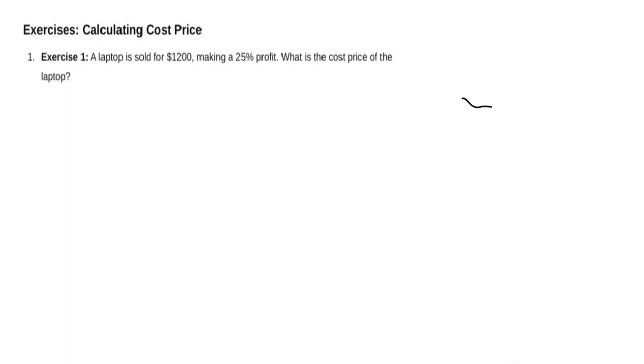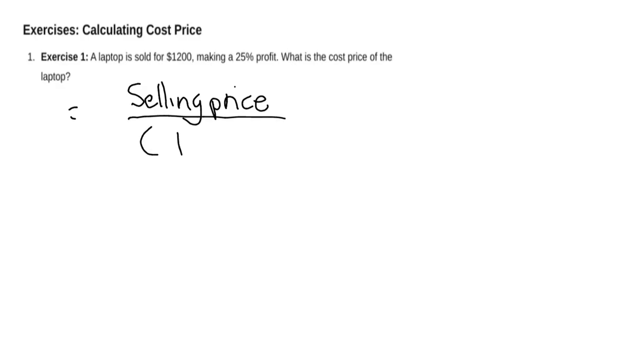So in this video we'll be calculating the cost price. If we want to calculate the cost price, this is the normal formula to calculate it: we have your selling price over 1 plus your profit percentage. Okay, so exercise 1, a laptop is sold for 1,200, making 25% profit.